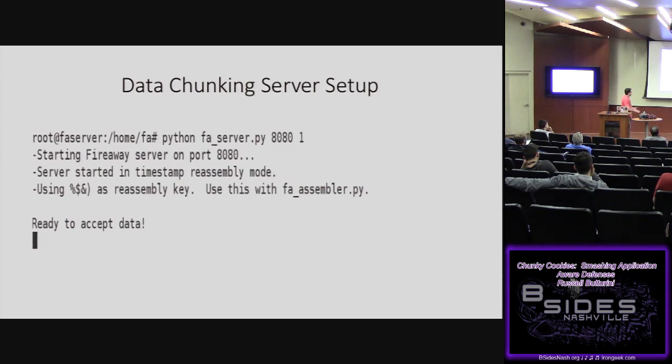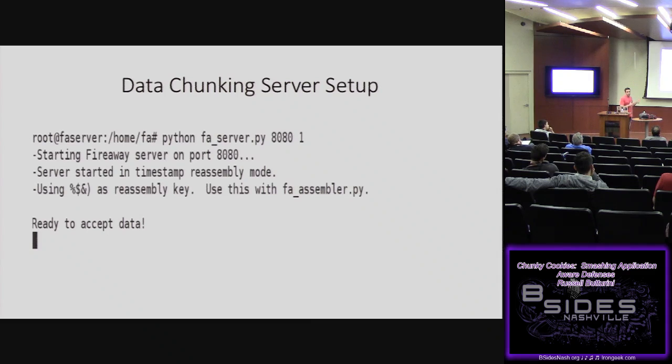So we'll start up the server again. This time we're going to use mode 1 on the end. I'm still going to use my closed port of 8080. You see it says started in timestamp reassembly mode. Because we know the chunks are being sent one at a time, and they're being sent in order, we can use the time the piece was received as our key for reassembling it.